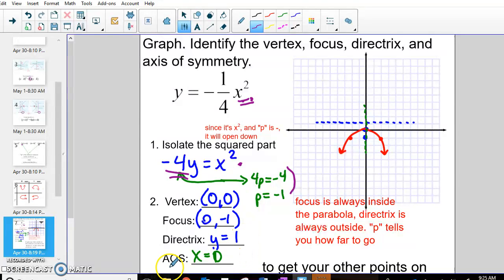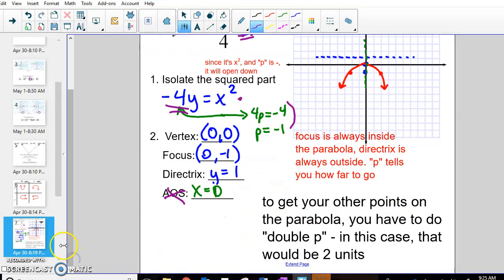The axis of symmetry, AOS stands for axis of symmetry. I'm not sure that your questions will ask you for that, so you may not need to do that, which is fine. That's just showing the symmetry of the parabola when we draw it. To get your other points on the parabola, I have this written on each graph slide. So to get your other points, you have to do double p. So in this case, p is equal to 1, double p is 2, and I go 2 units on either side of the focus. So 2 units to the left, 2 units to the right, and I connect those with my vertex.